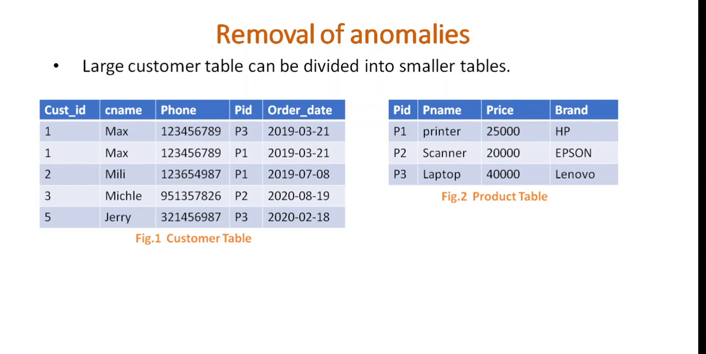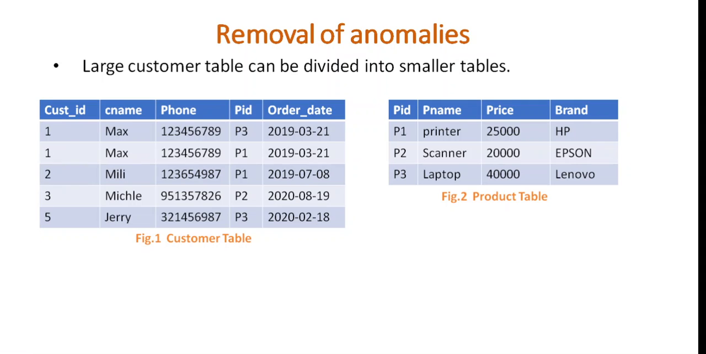Here we have divided our larger table into two tables. One is the customer table, which consists of information about all customers, and the second is the product table, which consists of information about all products. If you carefully look at these two tables, you will see that we have minimized the redundancy. The customer table consists of only the product ID, so only the product ID is duplicated here. But product name, price and brand are not duplicated, which means we have reduced the redundancy.